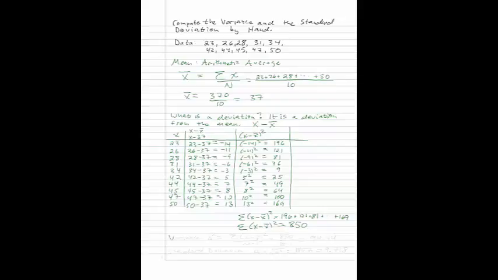Now, we're actually going to use this to get the variance. The variance, s squared, is the symbol that we use for variance. And the formula for that is the sum of the deviations squared divided by n minus 1. So what I would get here is 850 divided by n minus 1, where n is the number of items that we have in the data set: 1, 2, 3, 4, 5, 6, 7, 8, 9, 10, divided by 10 minus 1. So if I take 850 divided by 9, the result for the variance is 94.44.